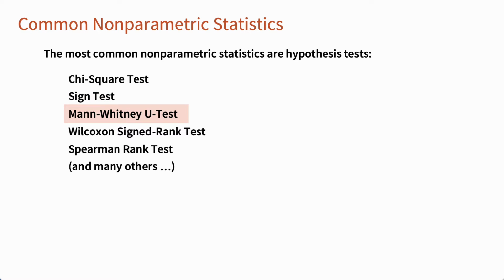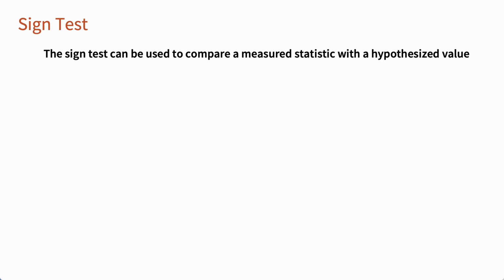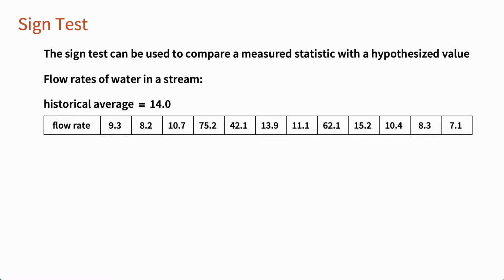Mann-Whitney U test. The sign test can be used, among other things, to compare the median of a population with a hypothesized value. For example, consider the measurements in this table, which shows 12 measurements of the flow rate of water in a stream, and using those measurements in a hypothesis test to decide if the flow rate is equal to the historical average. One way of doing this hypothesis test is with a t-test.